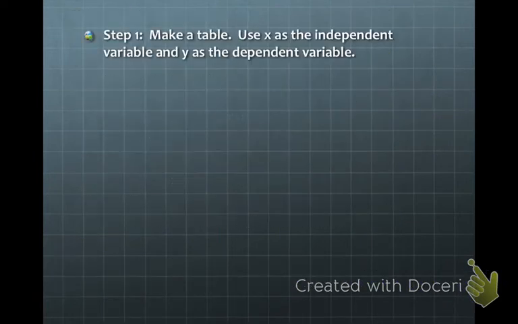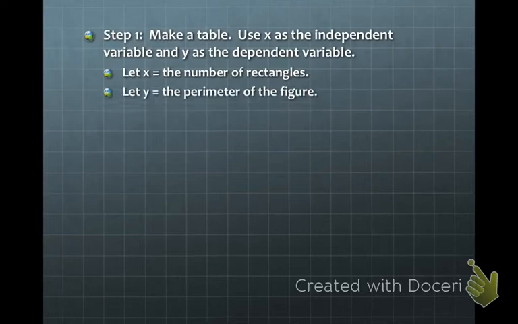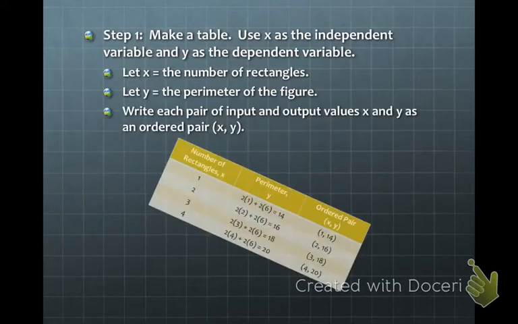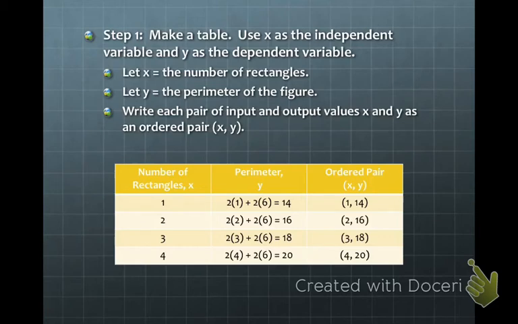So the first way we're going to talk about is where we make a table. And we have our independent and our dependent variables. So x is the number of rectangles and y is the perimeter because the perimeter depends on how many rectangles we have. So we're going to pair them as ordered pairs. So if we add up, for 1 rectangle, we have a perimeter of 14. For 2 rectangles, we have a perimeter of 16. 3 rectangles is 18. 4 rectangles is 20.